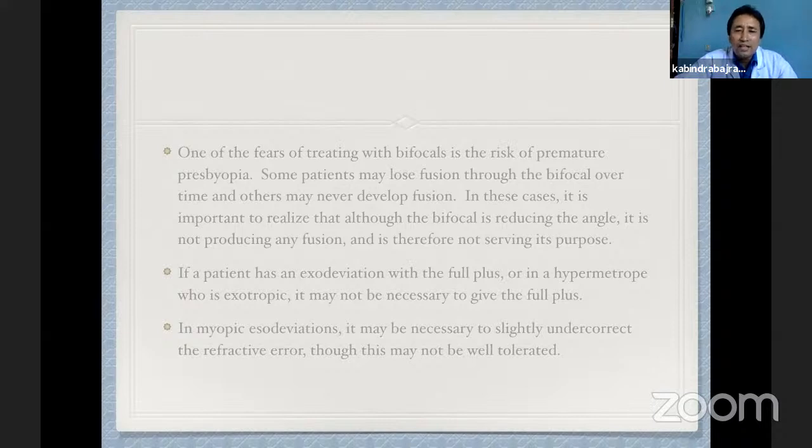So if a patient has an exodeviation with full plus, or a hypermetrope who is exotropic, it may not be necessary to give full plus. On the other hand, in myopic isodeviation, it may be necessary to slightly undercorrect the refractive error, though this may not be well tolerated.